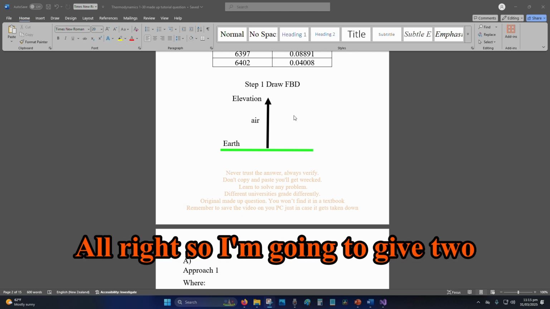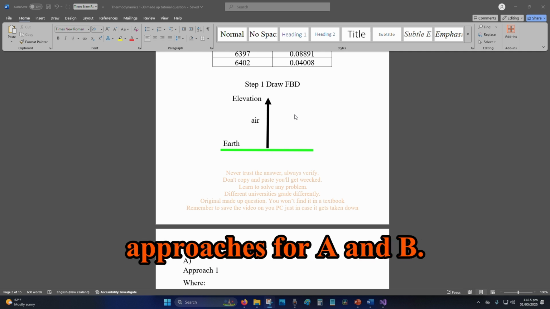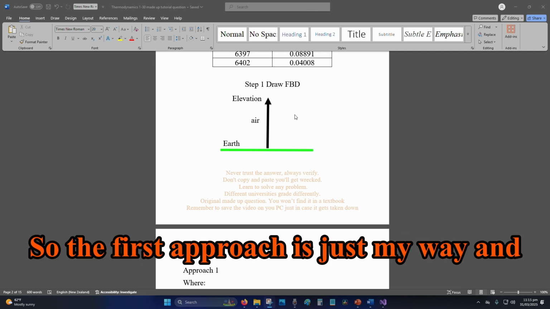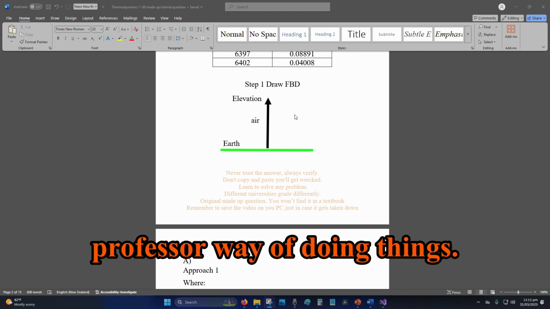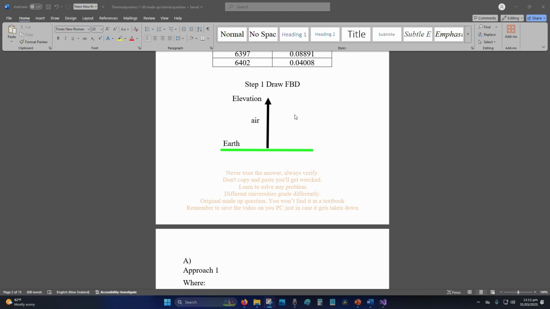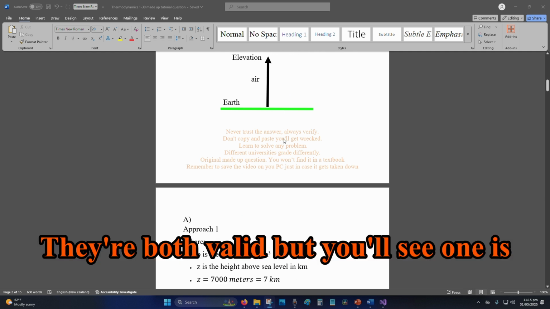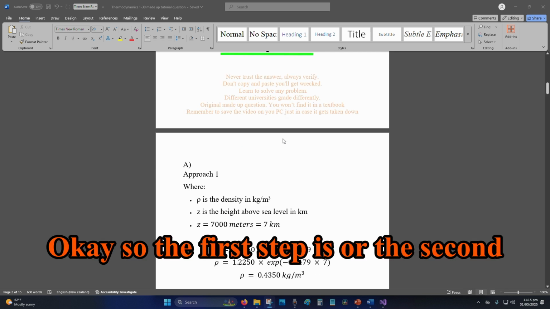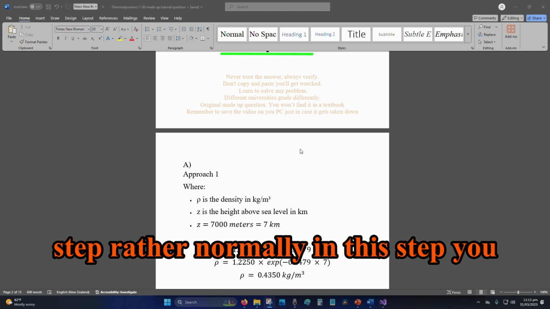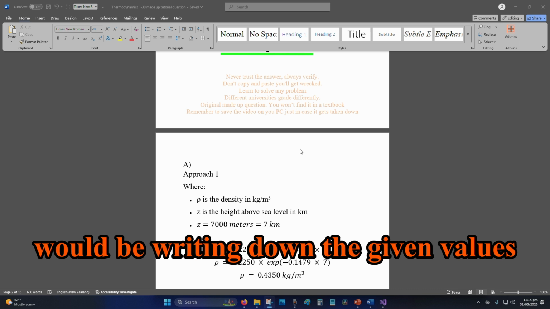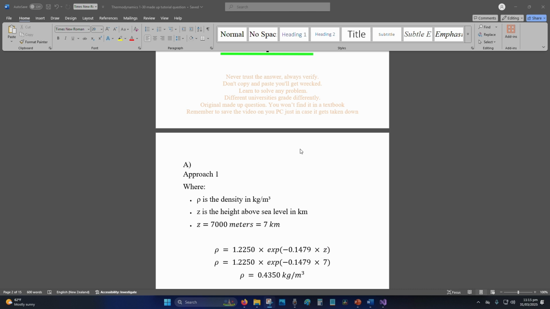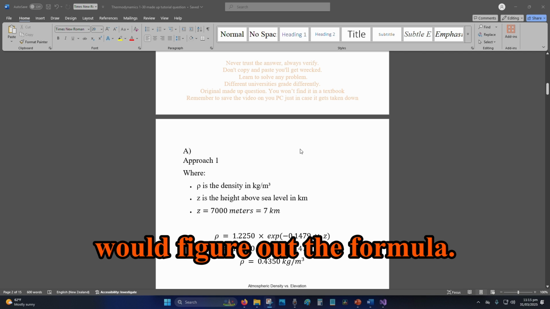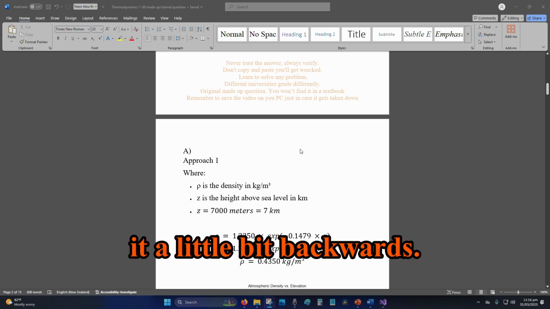Alright, so I'm going to give two approaches for A and B. The first approach is just my way, and approach 2 is the old school professor way of doing things. They're both valid, but you'll see one is nice and one is not. Okay, so the second step rather, normally in this step you would be writing down the given values and then writing down the unknown. And then step 3 you would figure out the formula. However, we're going to do it a little bit backwards.